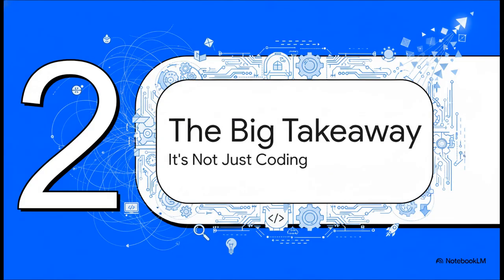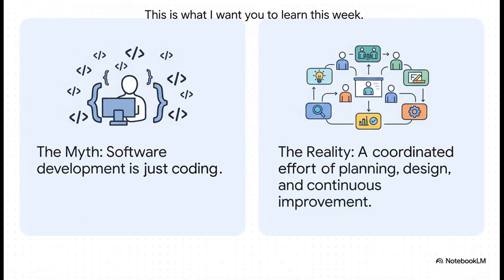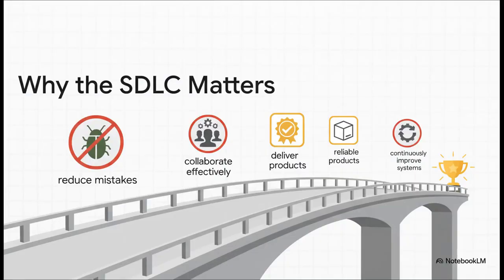So, after going through all those stages, what's the big takeaway here? What's the main point? Well, it's a pretty simple but really powerful shift in how you look at things. There's this common myth out there that building software is all about the coding. But the reality, as this whole life cycle shows us, is that coding is just one piece of a much, much bigger puzzle. Real success is about the coordinated effort across all these stages: the planning, the communication, the design, and the testing.